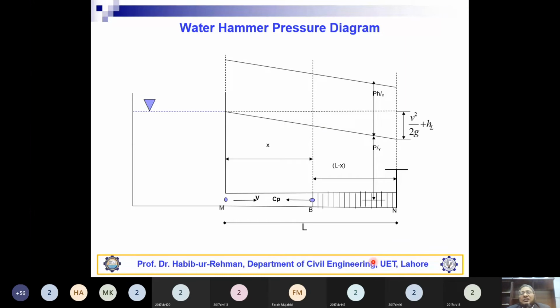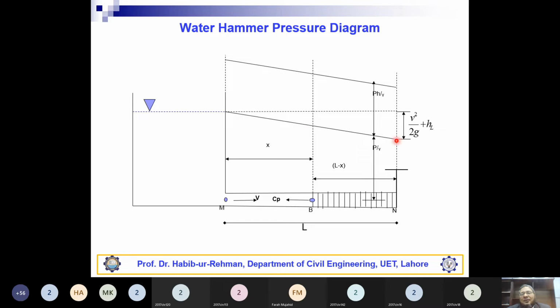Okay, now here the concept of water hammer pressure is shown in this diagram, and this is a reservoir, maybe like Mangla Reservoir or Tarbela Reservoir. This is the model of it. This is a pipeline like the penstock. This is a valve which we have to close, and V is the velocity of flow in the pipe at normal conditions when this valve is open. And let's say the starting point of the pipe is M. You can say this point at a certain distance is B. This is the section B, and N is basically the location of the valve in the pipe. So this is the normal hydraulic grade line.